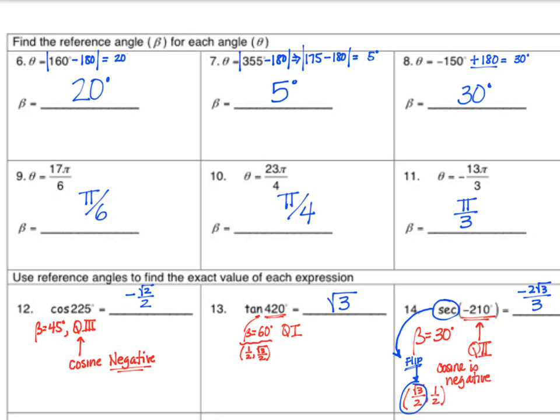In problem number 14, I can see that I've got negative 210 degrees, which is in quadrant 2, and its reference angle, if you added 180 and kept adding 180 until you got something between negative 90 and positive 90, I get 30, so its reference angle is 30. These are the coordinates for 30 degrees. It's secant, which means to flip the x, the 1 over x, and so I've got negative, since it's in quadrant 2, negative 2 root 3 over 3.